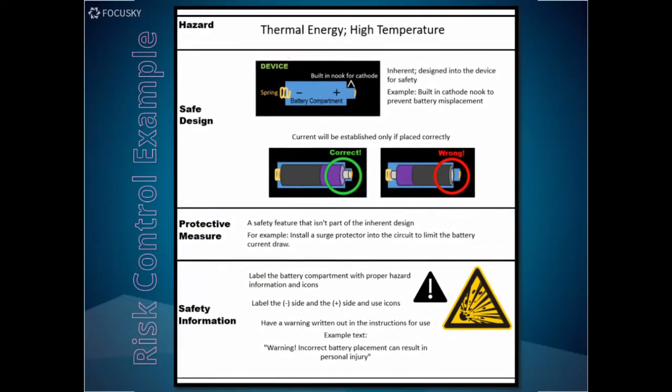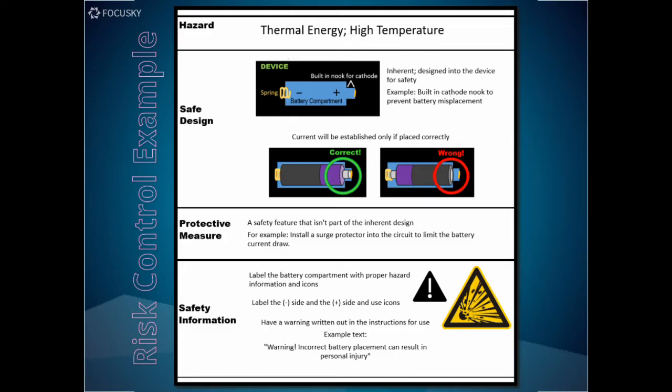Again, as an example, for our case of the thermal energy or high temperature, inherently safe by design, we would look to have a design feature where if the battery was put in backwards, it could not make an electrical connection. If we couldn't do that, we might use a protective measure such as a surge protector built into the circuit that would limit current draw. Finally, we would label a battery compartment, the instructions for use, or the label on the device warning.